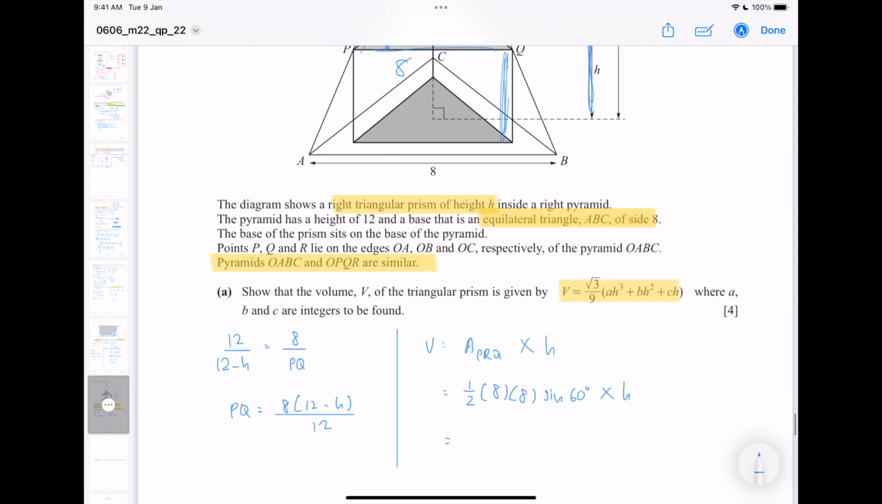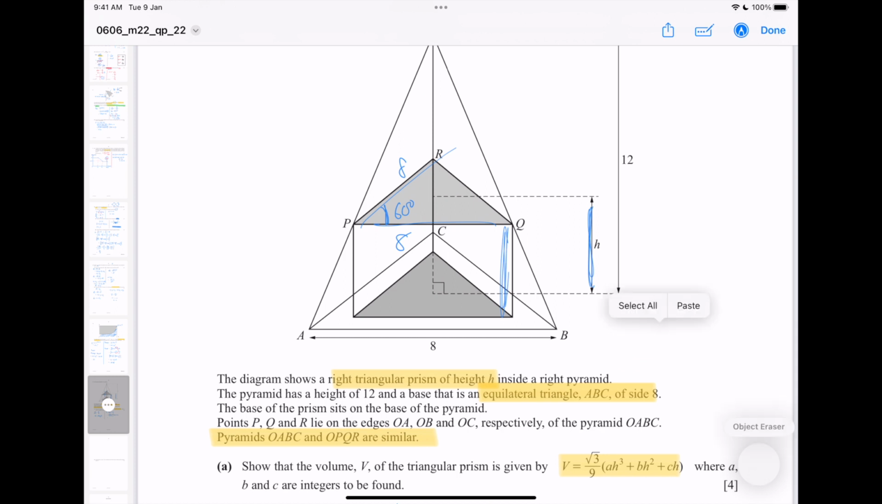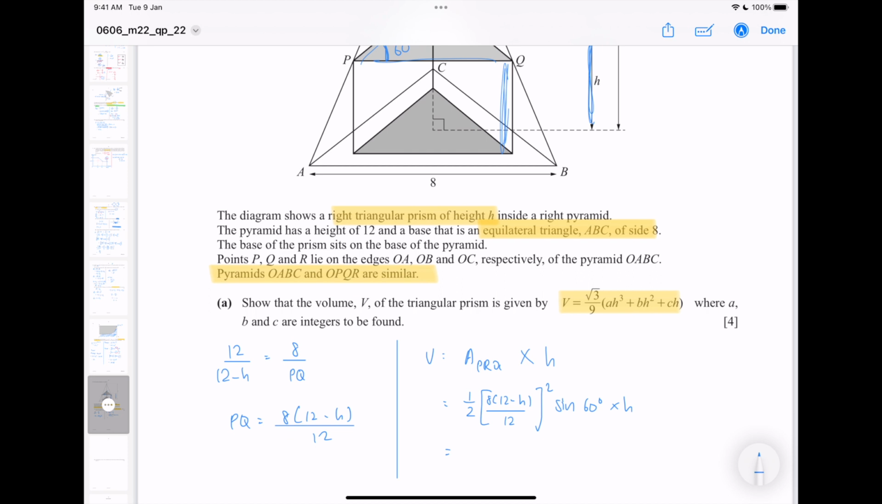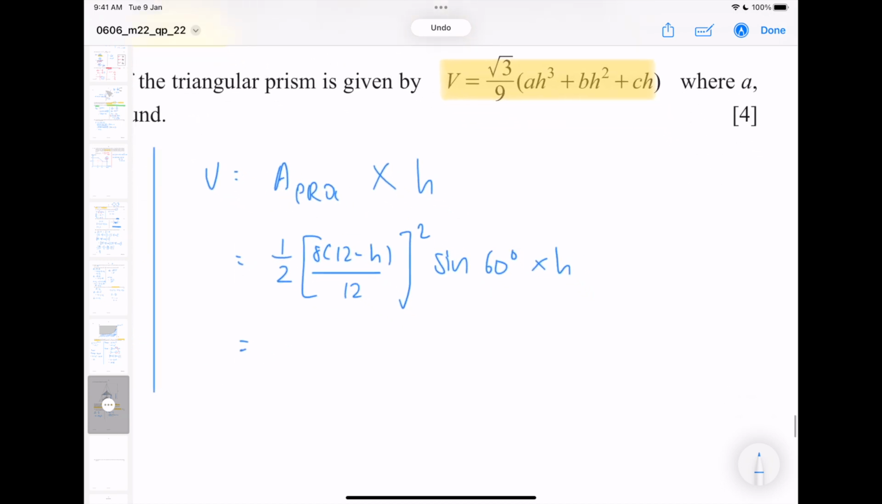Wait, it's not 8, sorry. It's PQ, right? So it's going to be 8 times 12 minus h over 12, squared, because of AB sine 60 times height. The reason is this is not 8. My mistake. This is actually the same length as PQ, which is what we found down here. That is your length. Alright, so let's expand. It looks like a mess already.